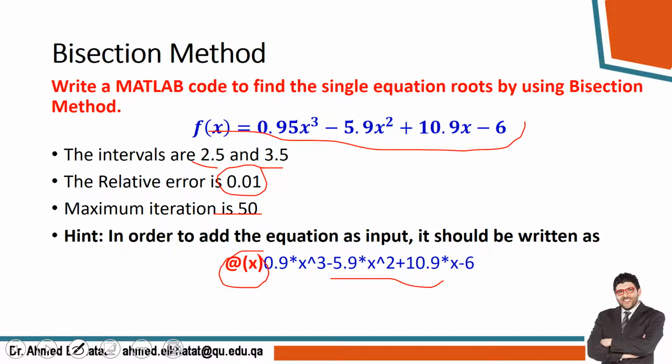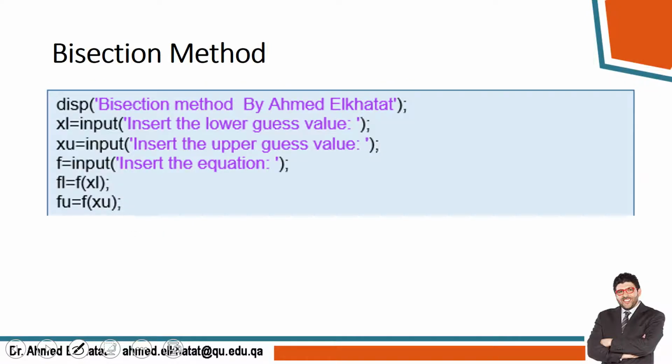Now let's discuss how to create the MATLAB code or script. Of course you create a new script and save it as bisection or any name. You can put a display message: bisection method by Ahmed. Here we need some inputs: xl, the lower limit, and xu, the upper limit.